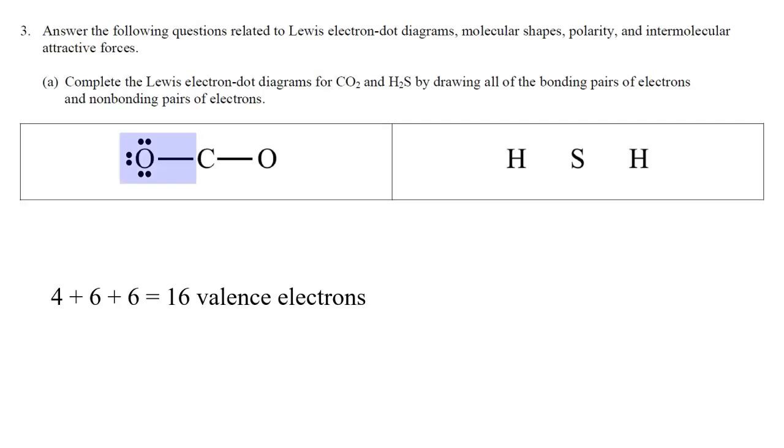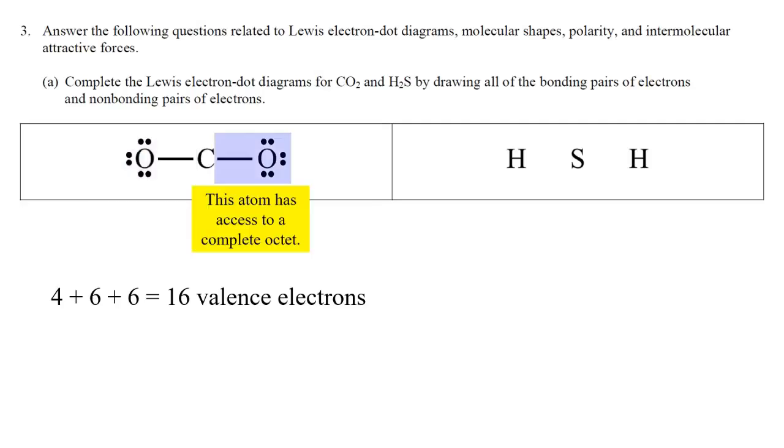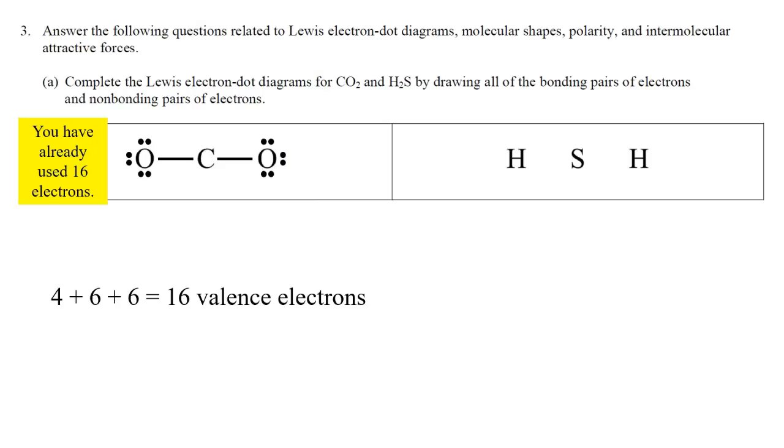So this oxygen atom on the left has access to a complete octet, so 2, 4, 6, 8. I'll do that same process on the other side of the molecule. So now this atom has access to a complete octet. But if you count the total number of electrons that I have used so far, including the bonding pairs, the dashes, and the non-bonding pairs, the dots, you have already used 16 electrons if you have created the Lewis diagram so far. So we can't continue to add more dots on the carbon atom.